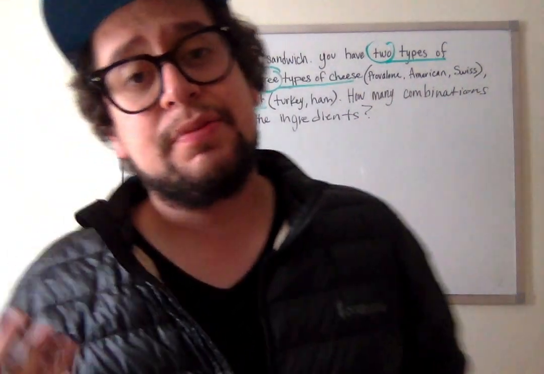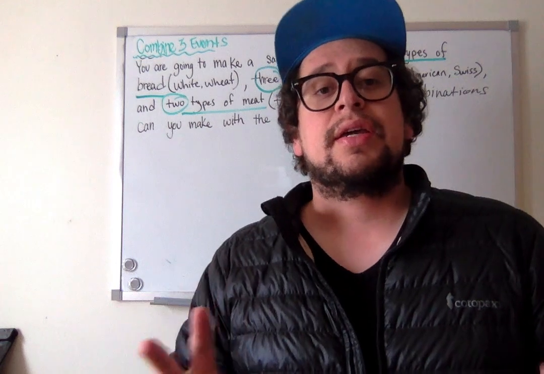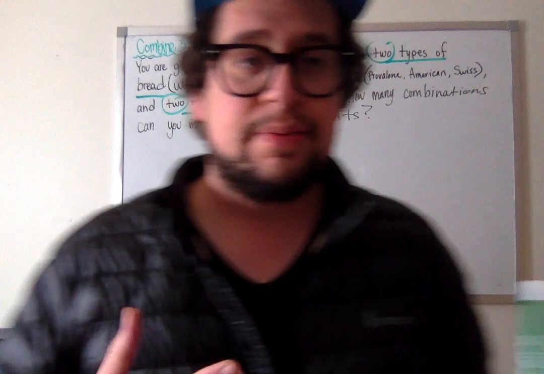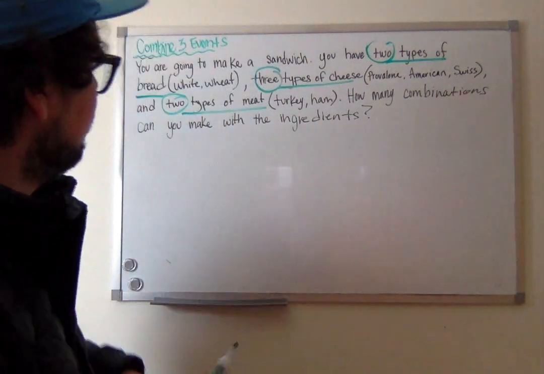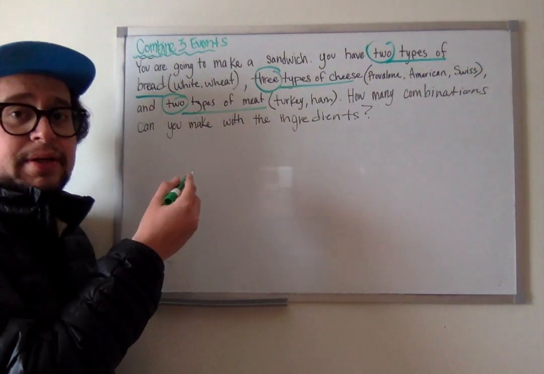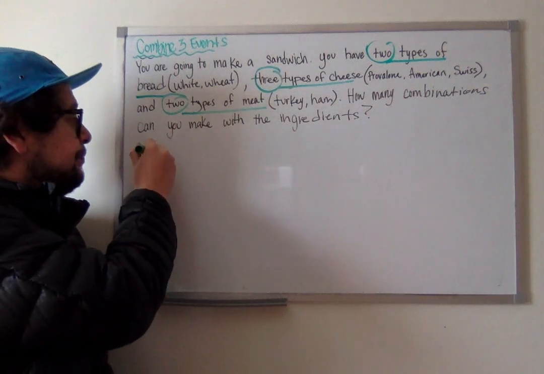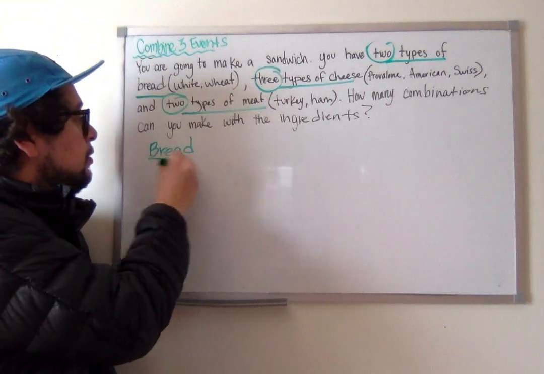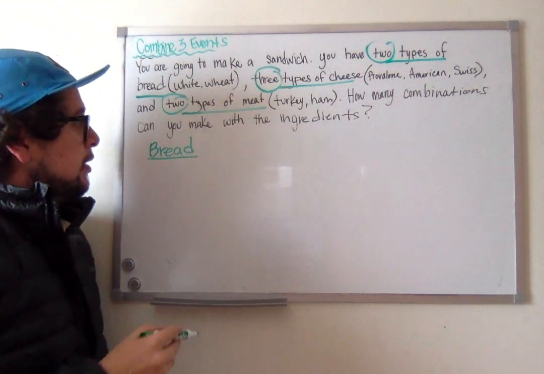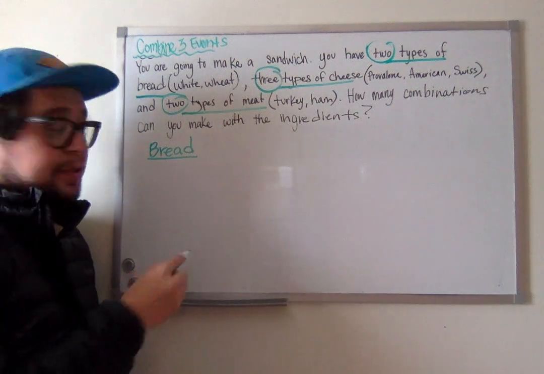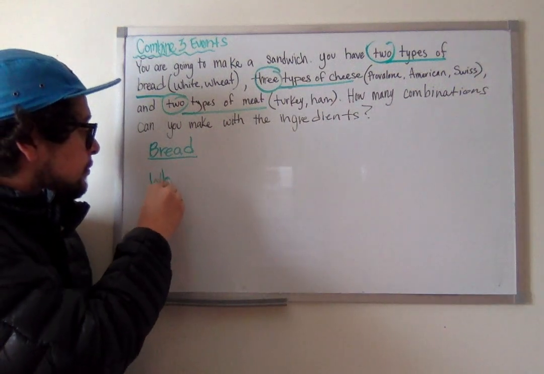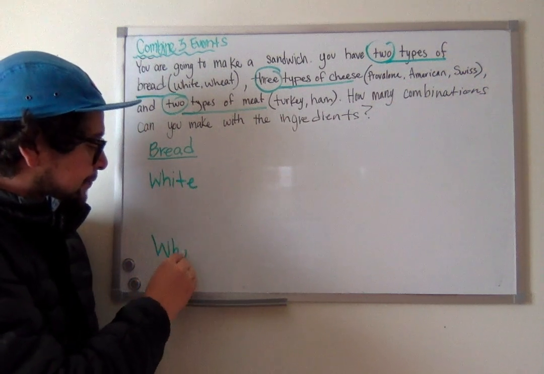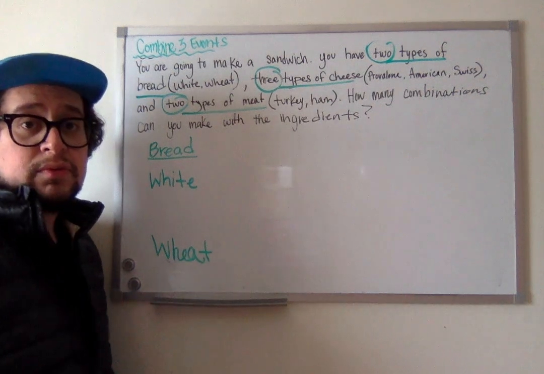So in the last one, there was just 2 categories that we were going to combine. This time we have 3. So this is what I like to do. I start by writing my category. So I can start with my bread. Okay. And I know that with my bread, I'm going to have either white or I'm going to have wheat. Okay.